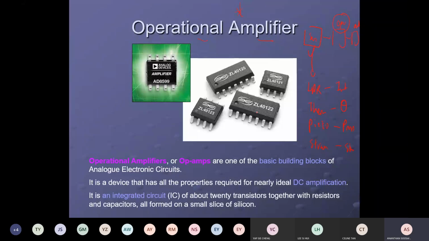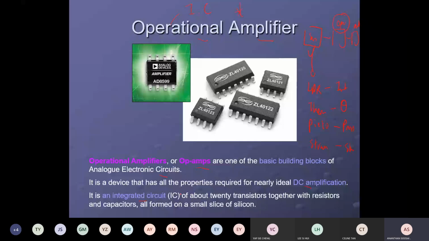You can see in this diagram, this picture, the operational amplifier is actually an IC, an integrated circuit. Operational amplifier, op-amp in short, is a basic building block of analog electronic circuits, a device that provides nearly ideal DC amplification. Your phone has a lot of chips, right? The small electronic chips are called ICs, integrated circuits.